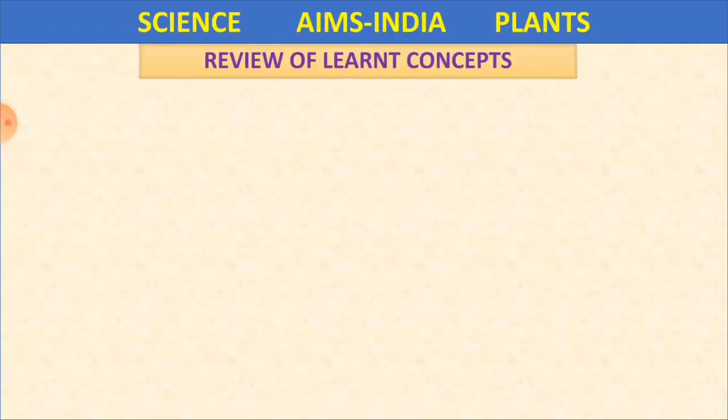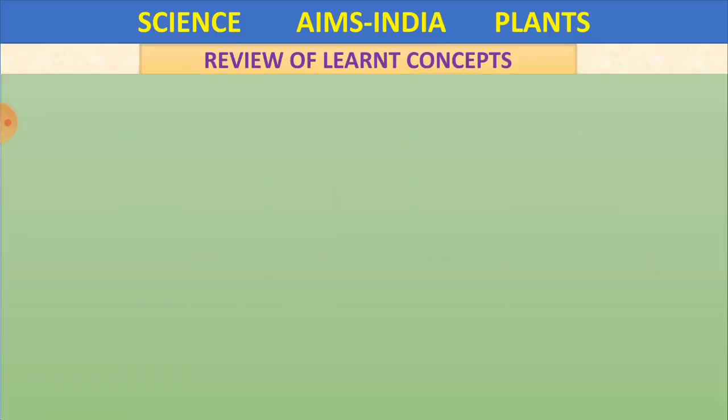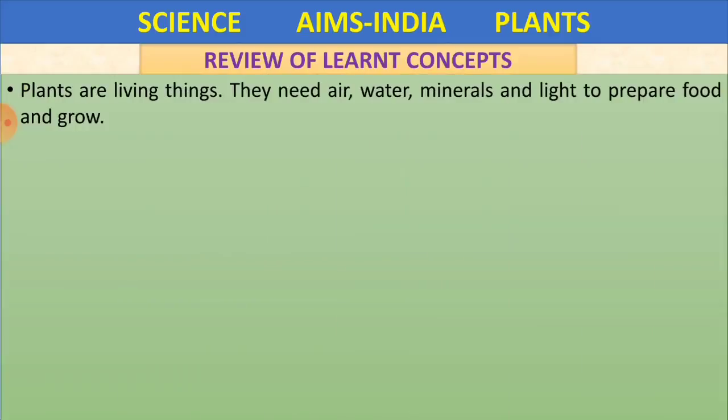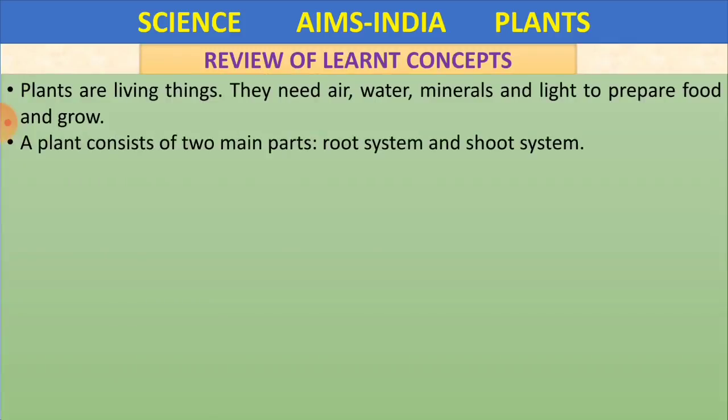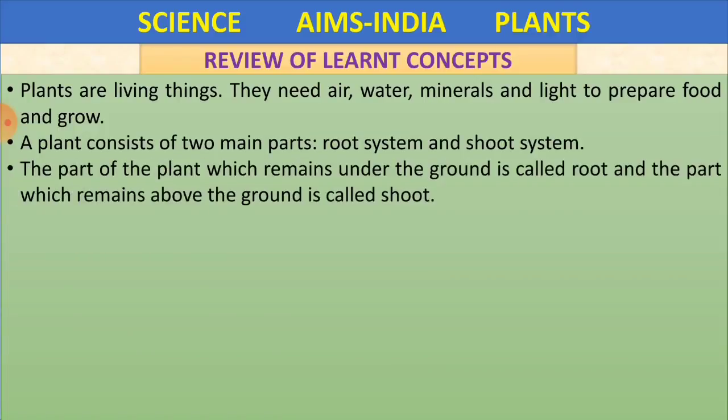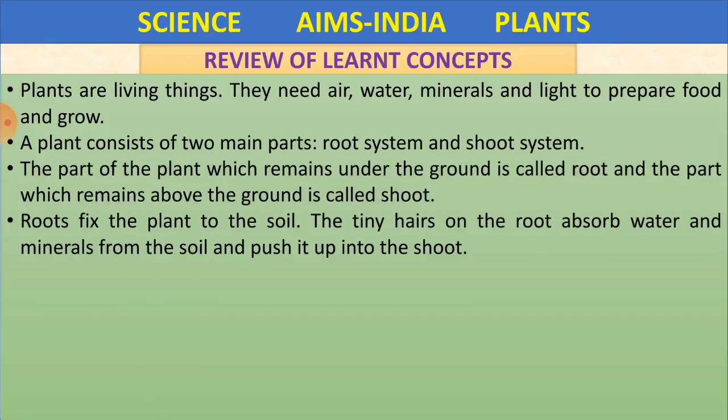So yesterday we had learnt about the parts of a flower and also different types of plants. Now we are learning more about plants. So what are plants? Plants are living things. They need air, water, minerals and light to prepare food and grow.